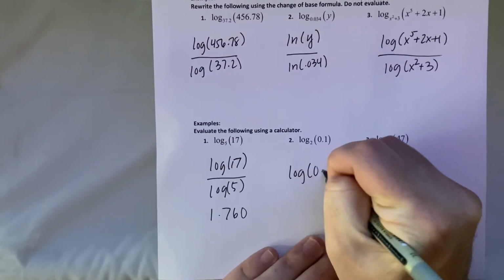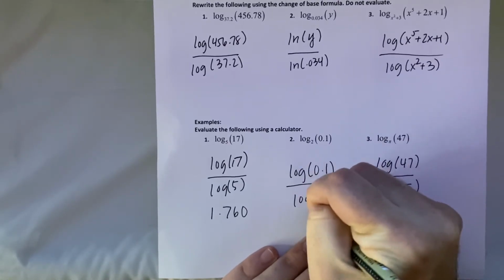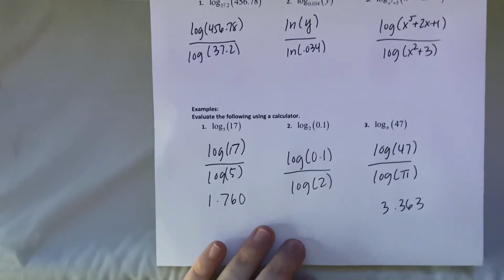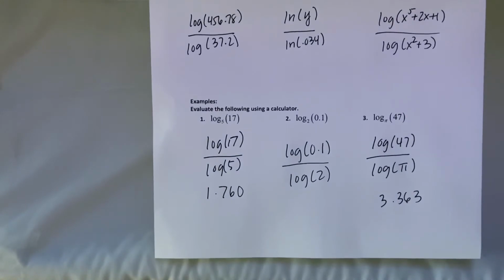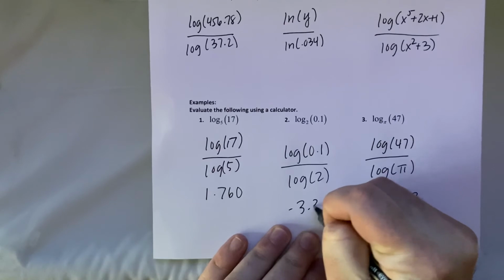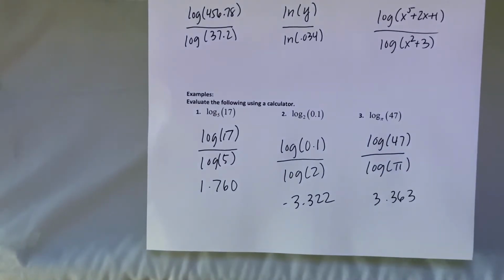Log of 0.1 over log of 2, because it does confirm what we already know, that when the number inside a logarithm, regardless of the base, is less than 1, I should get a negative. So let's see what happens when I do this. We get negative 3.322.